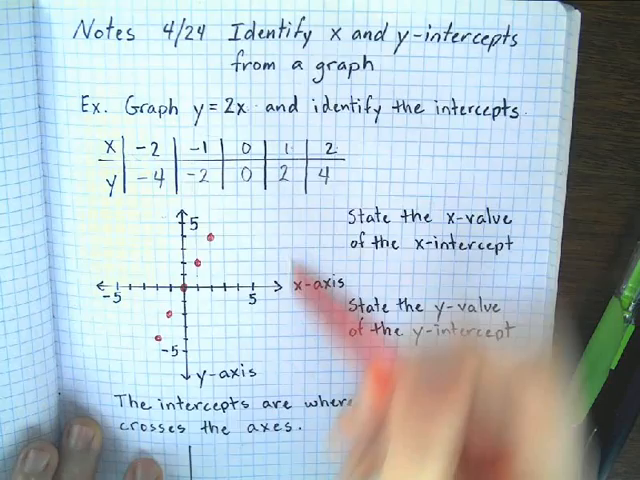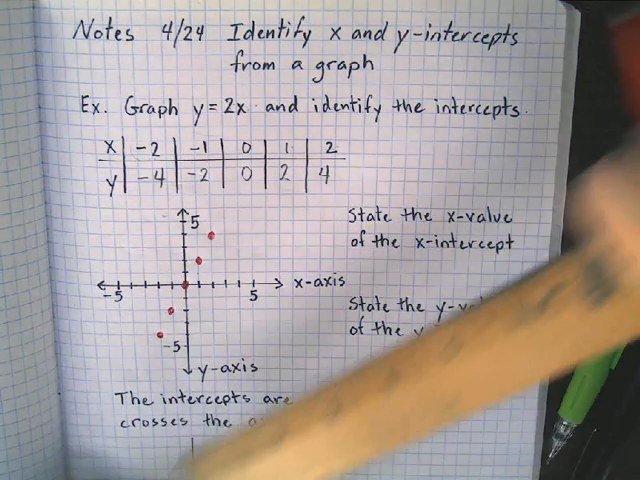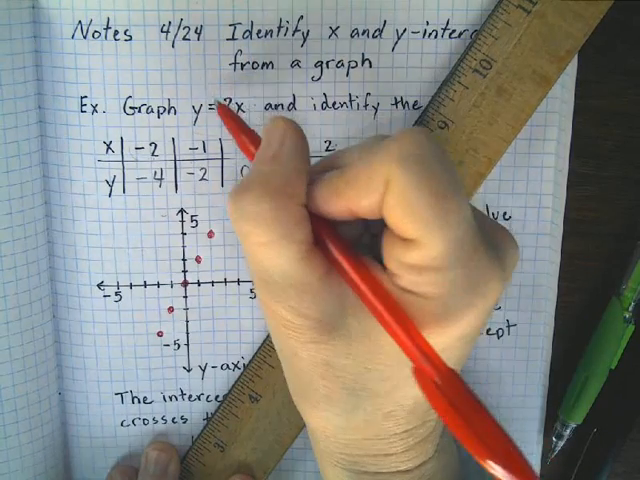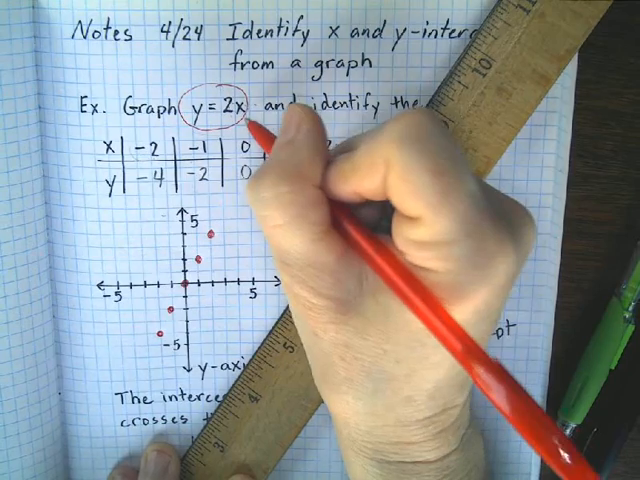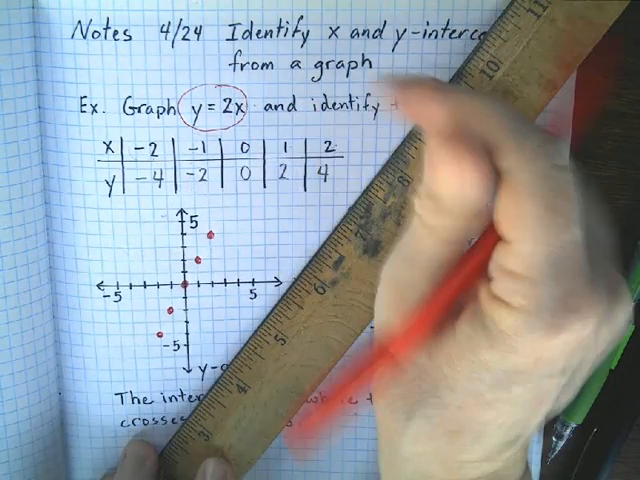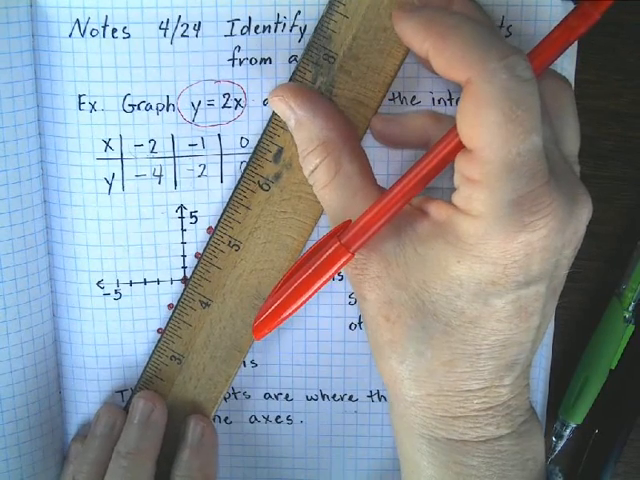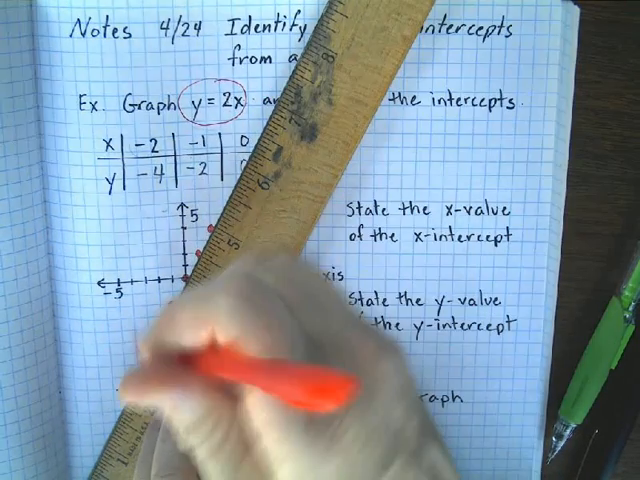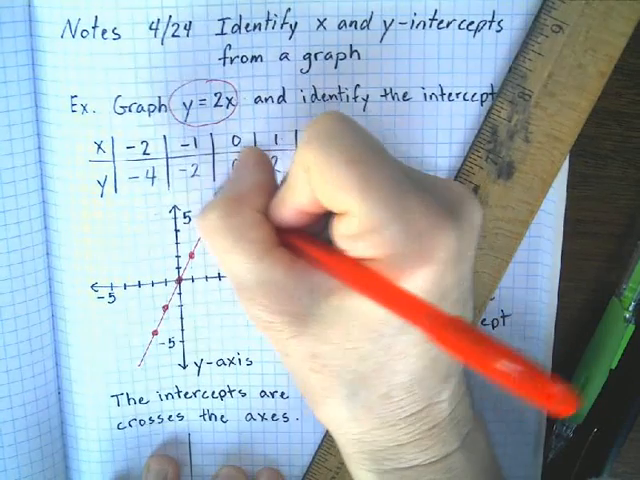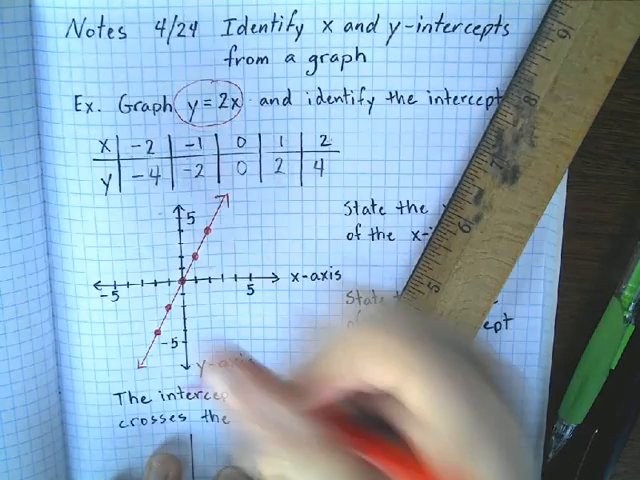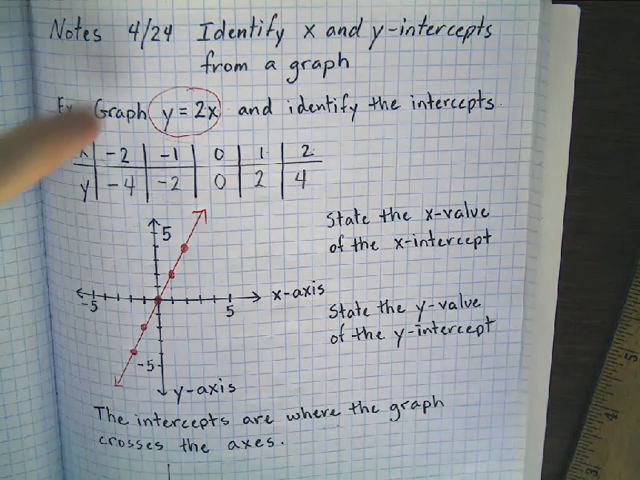Okay, now we're going to go ahead and connect the dots. When you are asked to graph an equation, we're going to connect the dots. So I'm going to take my ruler and see how that's linear. It makes a line. It's linear, and I can just draw a nice straight line using my ruler. There it is. Okay, so that's putting together things we've been practicing.